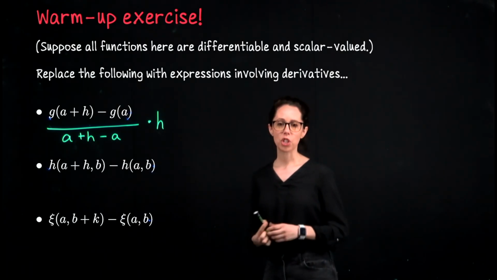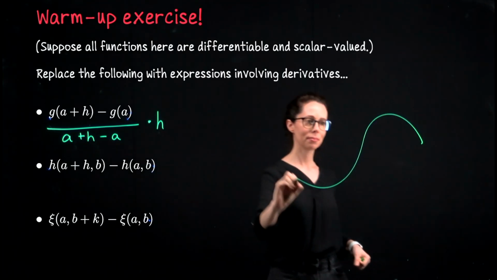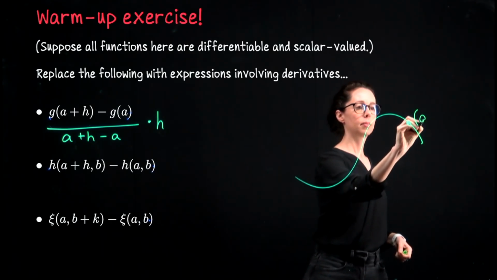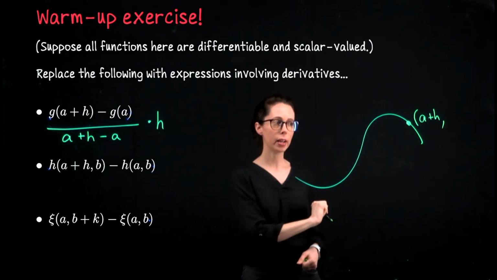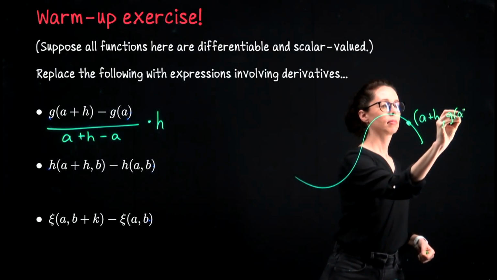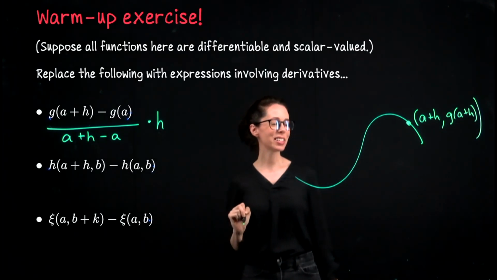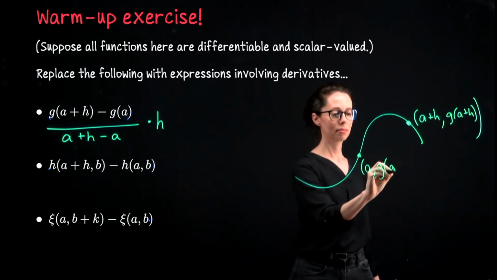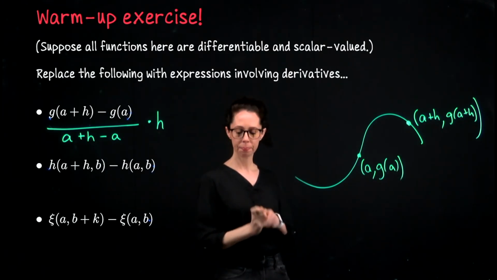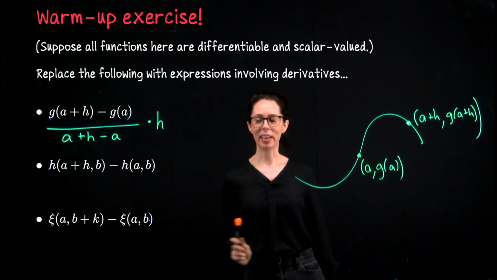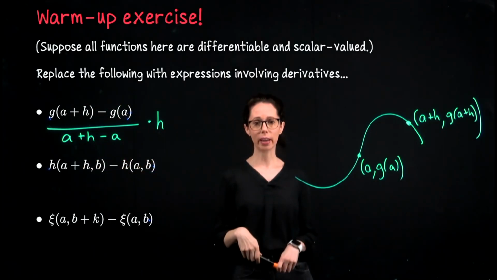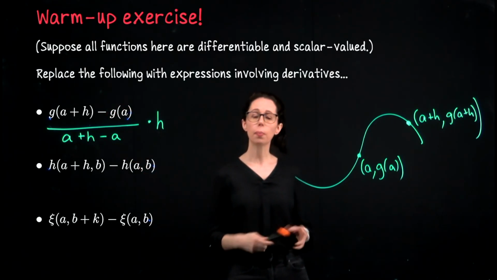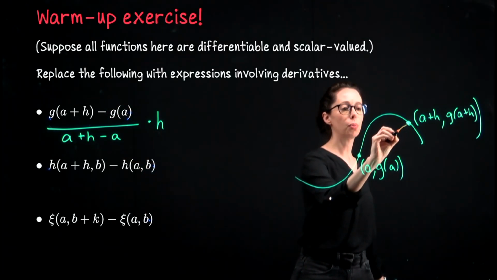If you were to graph g, in fact, let me imagine doing that. Perhaps this is the point a plus h, g at a plus h. Sorry, writing all the way to the end. And this is the point a, g of a. Physically, what is this ratio computing? For the scalar-valued function of one variable, you could call it rise over run. It's a slope, and it's the slope of the secant line connecting these two points.